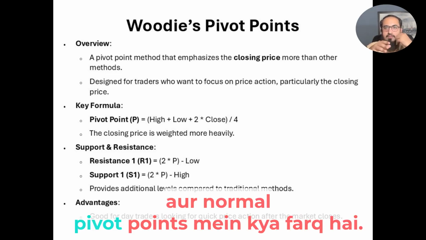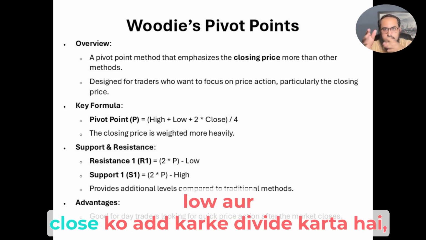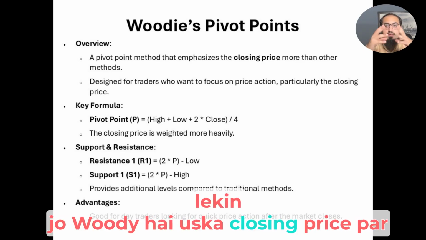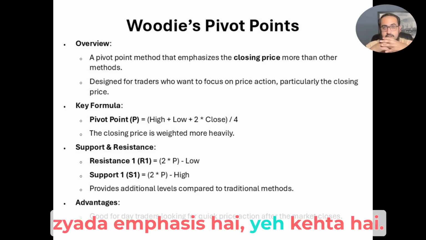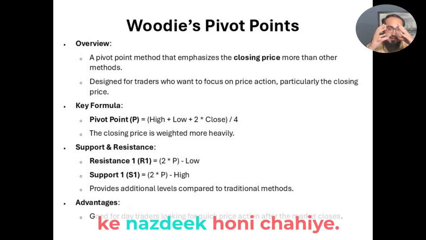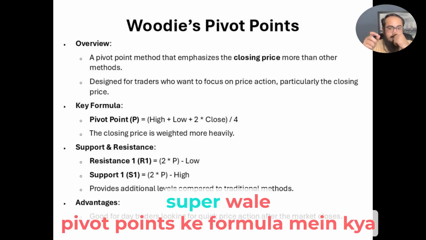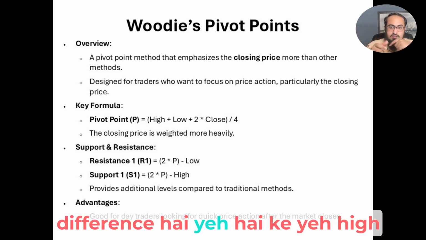So, what is the difference between Woodie pivot points and normal pivot points? The normal pivot point equally adds the high, low, and close and divides them. But Woodie places a lot of emphasis on the closing price. Okay? The closing price is very much important. So, our pivot point should be close to the closing price. So, what is the difference in its formula and the rest? What is the difference in the formula of the simple pivot point?